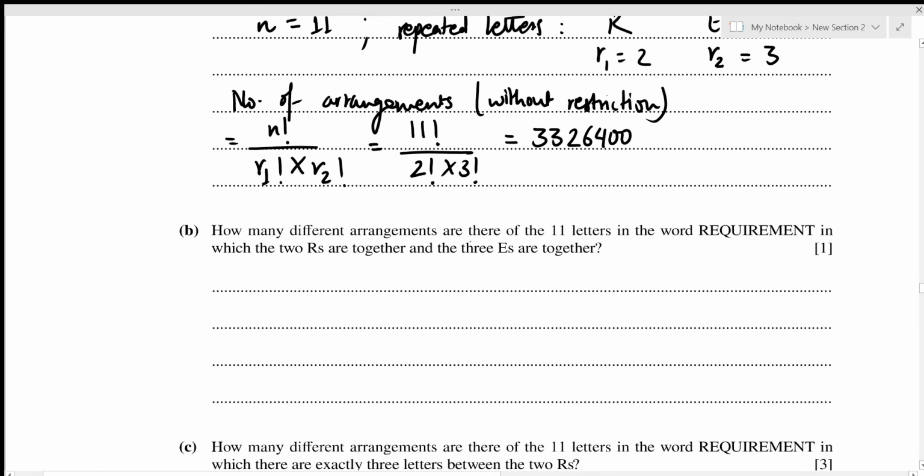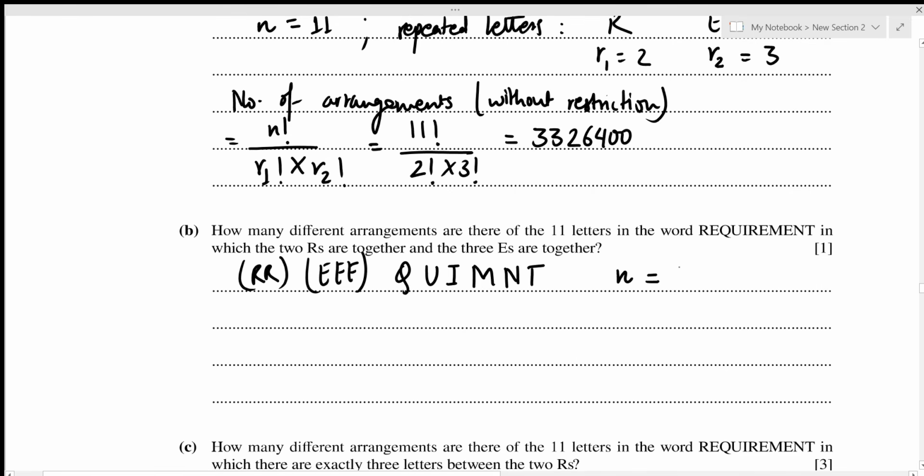Alright, for the second part, we need to figure out the different arrangements of the 11 letters in the word requirement in which the 2 R's and 3 E's are together. So we're just considering the 2 R's to be a single letter, the 3 E's to be a single letter, and then the remaining letters are going to be Q, U, I, M, N, and T. So in this case, the total number of letters n is just going to be 6 plus 1 plus 1.